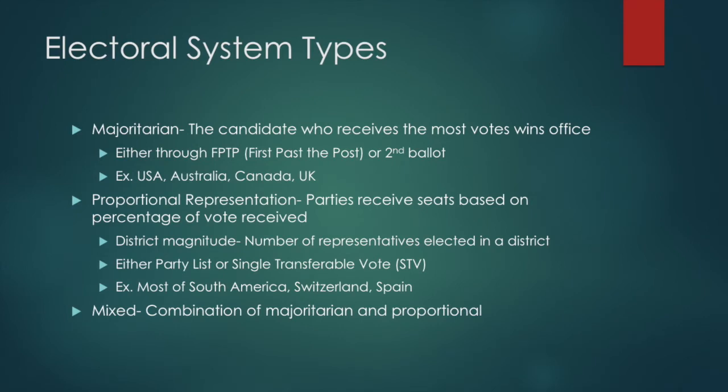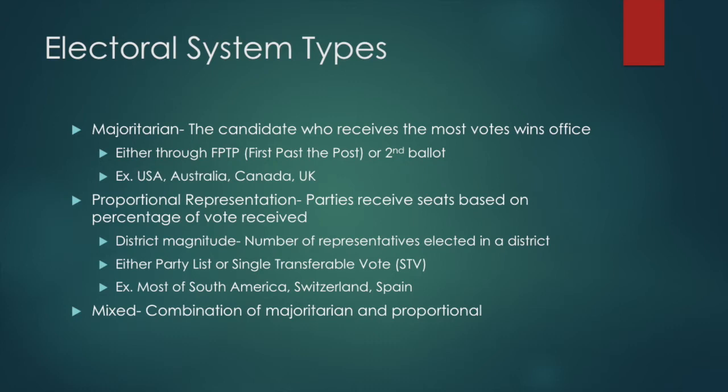Before I dive into proportional representation, I'd like to refresh your memories on the types of electoral systems. Firstly, we have the majoritarian electoral system, which we covered last class. This is where the candidate who receives the most votes is elected to office. There are two main types of majoritarian electoral systems: first past the post and second ballot.